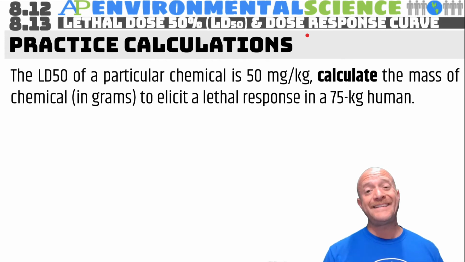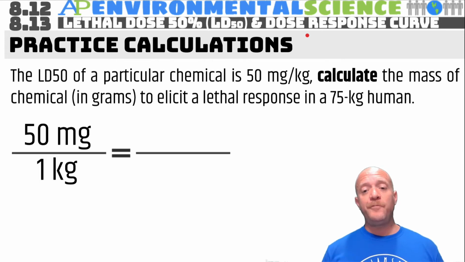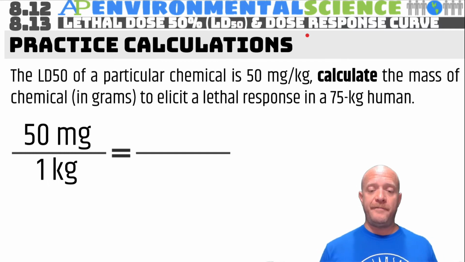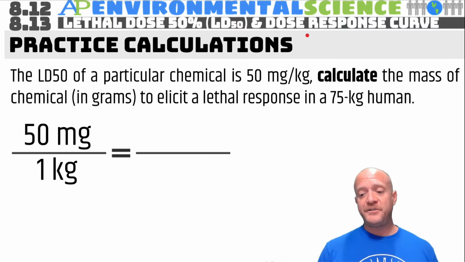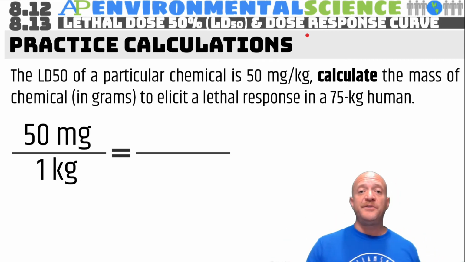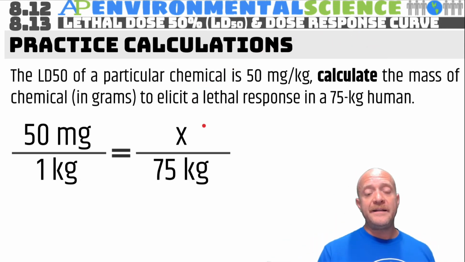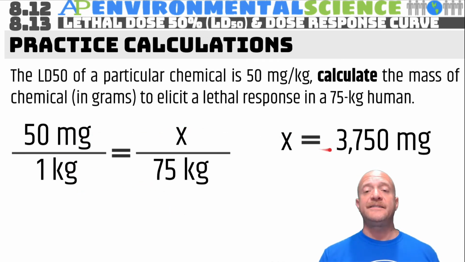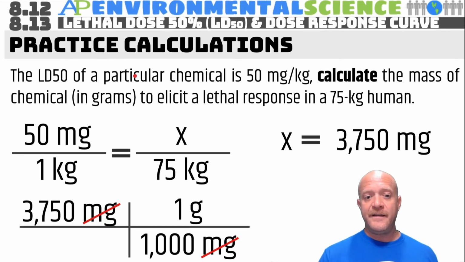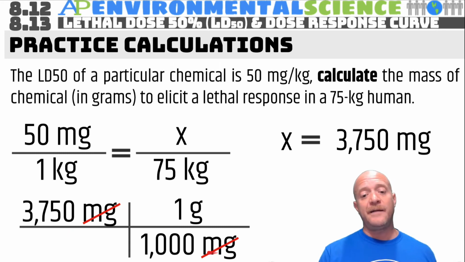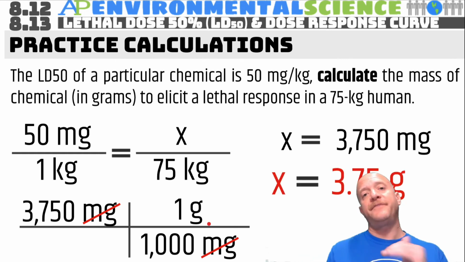So what we want to do is set up a proportion. And we want to start with our original lethal dose. Then we want to upscale it to the mass of a human. And to solve this, you will, of course, cross multiply and divide, and you get 3,750 milligrams. However, my question wants the answer in grams. So now I have to do a little bit of dimensional analysis, and I will start with the 3,750 milligrams and then cancel out the milligrams because 1,000 milligrams equals 1 gram. My answer is 3.75 grams.